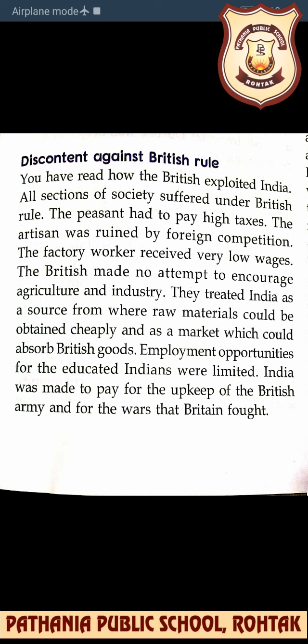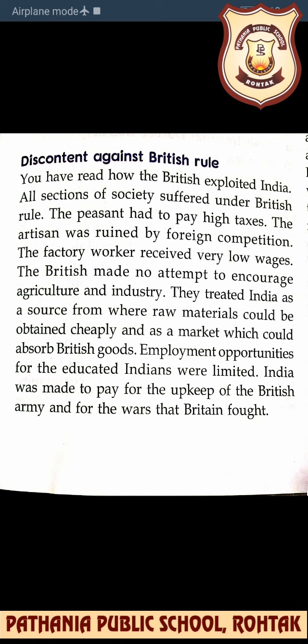Like we have read how the British exploited India. All sections of society suffered under British rule. The peasant had to pay high taxes whether there was a good harvest or not. The artisan was ruined by foreign competition. The factory workers received very low wages, and working hours were very long. The British made no attempt to encourage agriculture and industry.